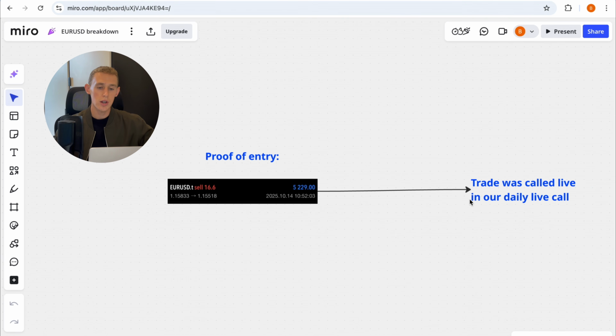So before we get into the trade breakdown, let me put up a clip of this call so I can show you guys that I did actually forecast this trade beforehand, and this is not just in hindsight, just to provide you guys with some extra proof because there is a lot of nonsense in the trading space. So I'll play that now.